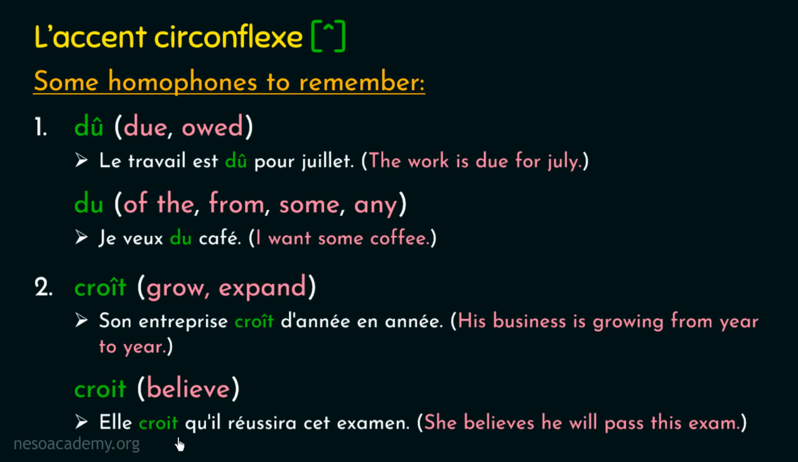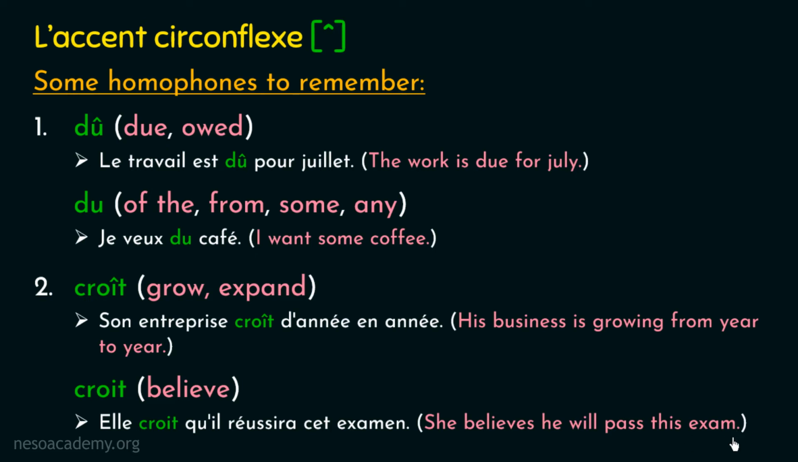Now check out another example. Elle croit qu'elle réussira cet examen. I am repeating it again. Elle croit qu'elle réussira cet examen. It means she believes she will pass this exam. So in this example, this word croit is having the sense of to believe, that the person is believing that another person will pass this exam.